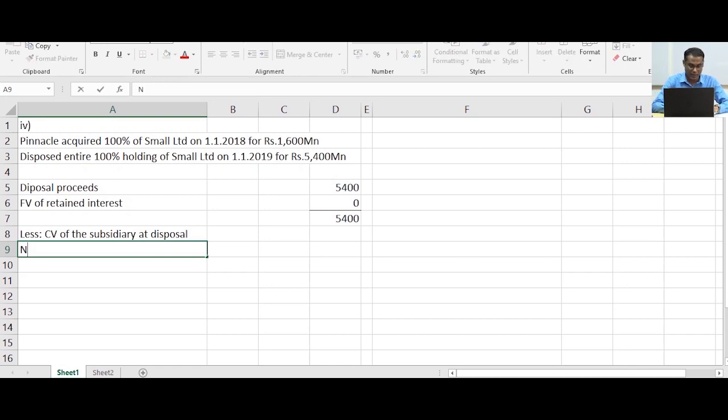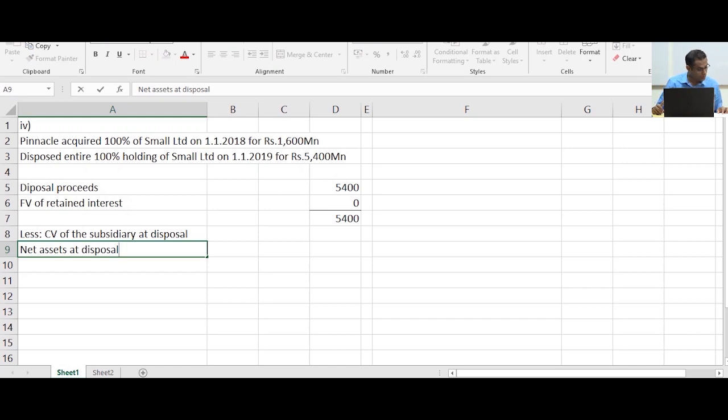On that date, first of all, I am taking the net assets at disposal. Now again, in the pre-seen, you have been given the balance sheet of Small Limited as at 31st December 2018. The balance sheet date was 31st December 2018 and the subsidiary was disposed on the very next day. That means we can take the net asset value on 31st December 2018 as the net asset value on 1st January 2019.